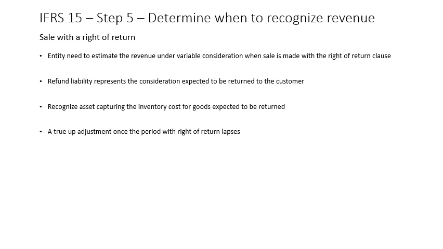When the entity makes a sale with the right of return, it would recognize revenue for the amount it expects to collect from the customer. There would be a refund liability recorded as well, which would be the difference between the consideration collected and revenue recognized as per the new standard. There would also be an asset recorded capturing the cost of inventory expected to be returned. The entity needs to update the estimation of refund liability at each reporting period.